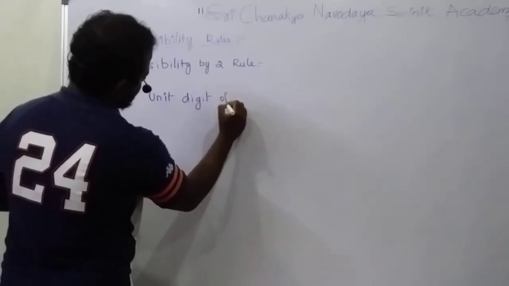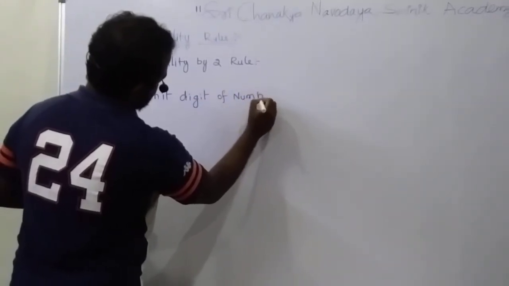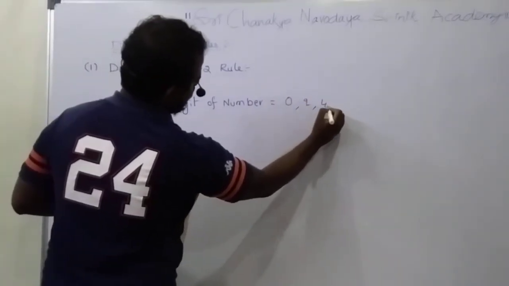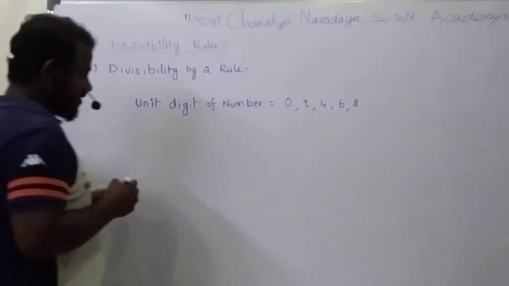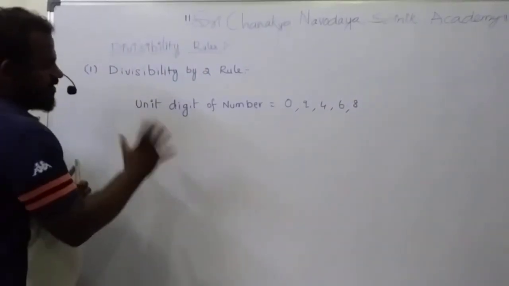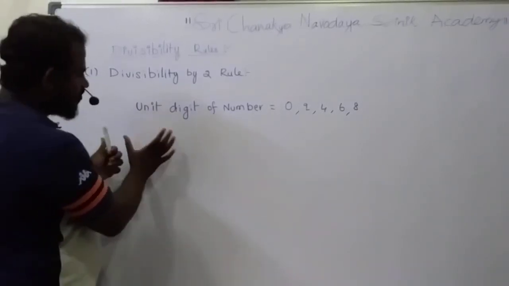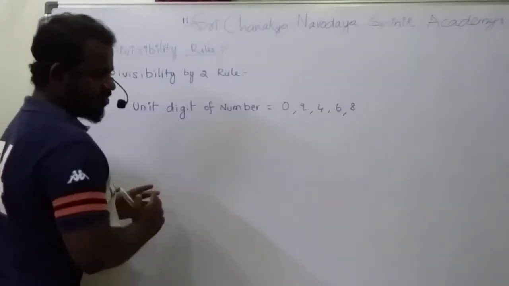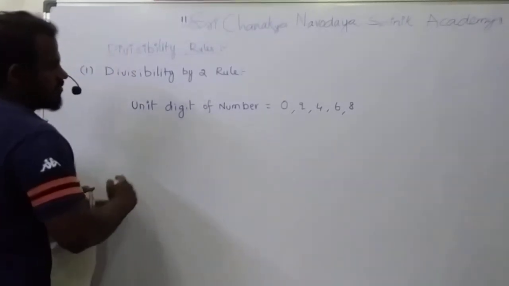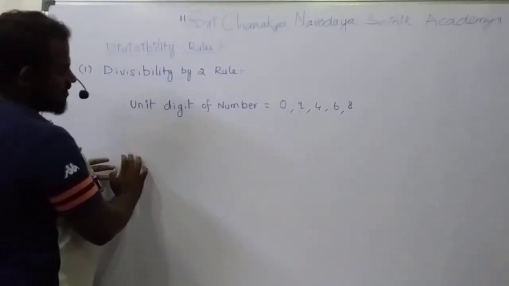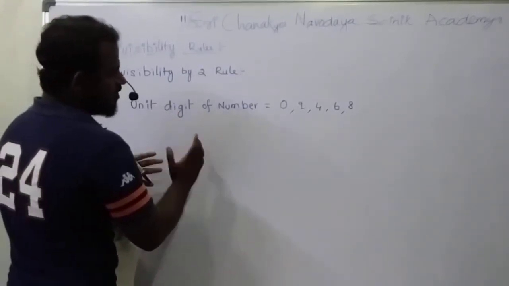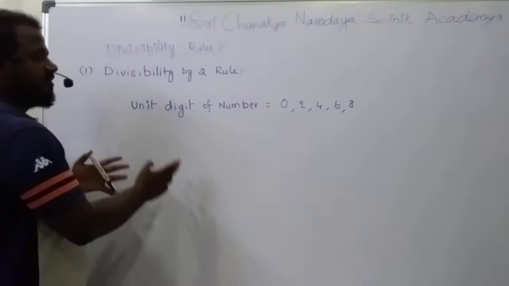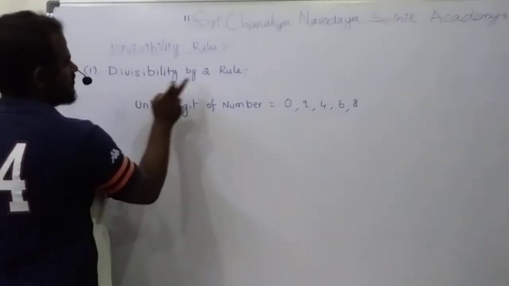The unit digit of the number should be either 0 or 2 or 4 or 6 or 8. So in the question he will give one number. In that number we will check the unit digit. What is the unit digit? The unit digit is the extreme right digit, or rightmost digit. So we will check the unit digit of the given number. If the unit digit is any of these numbers, 0, 2, 4, 6, 8, then we will say that the given number is divisible by 2.